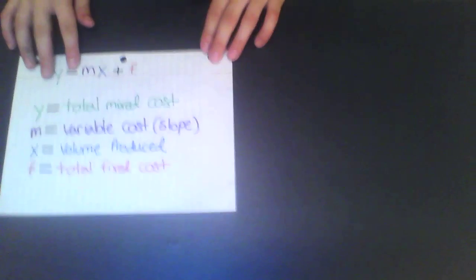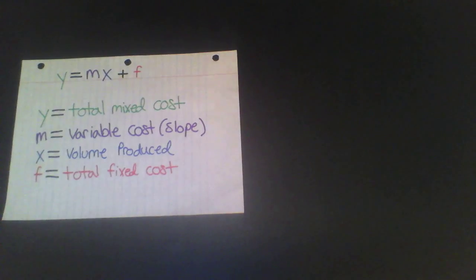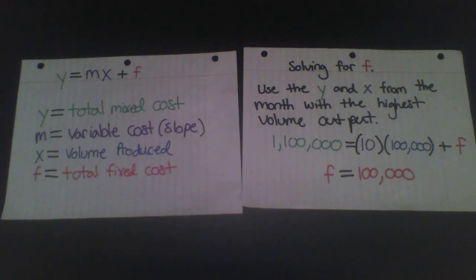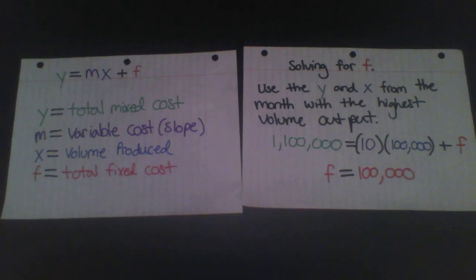So there we go. Next we need to solve for f in the equation. So we're going to use the y and the x from the highest month there, which was the 1,100,000 as y and 100,000 as x. Plug in the m that we just solved for. Solving for f then, we get 100,000.